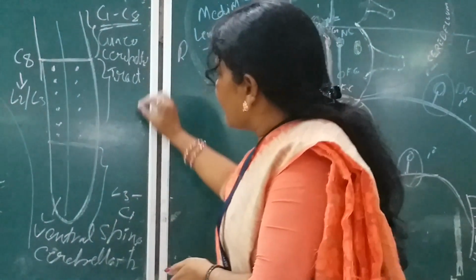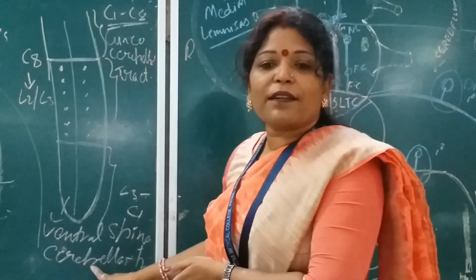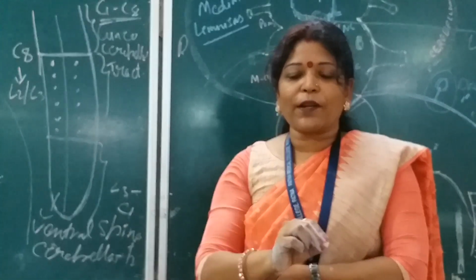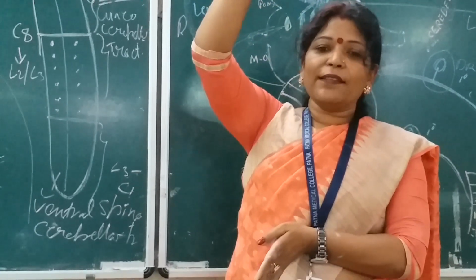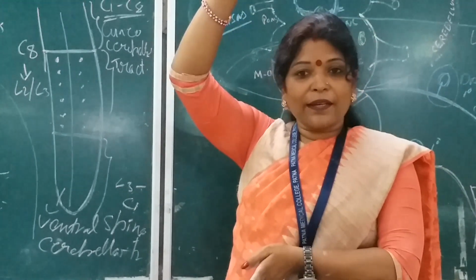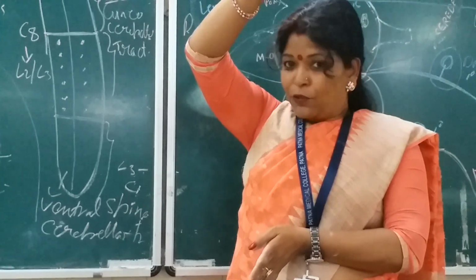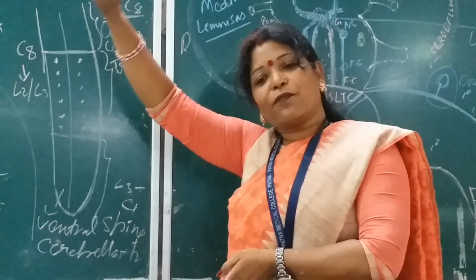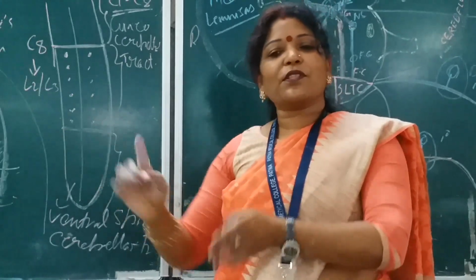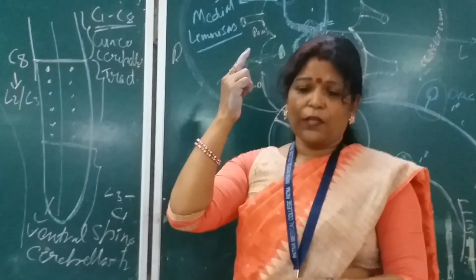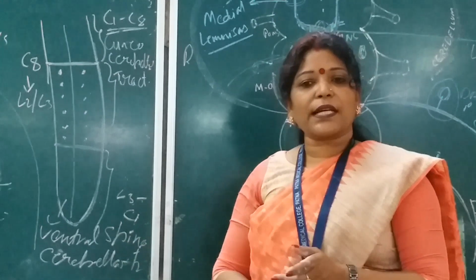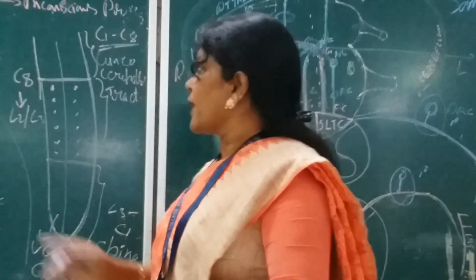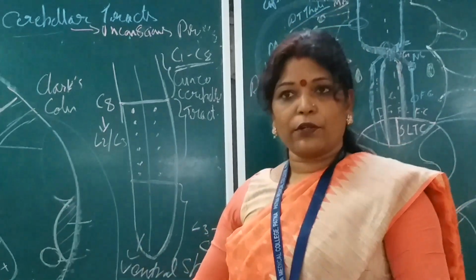The anterior spinocerebellar or ventral spinocerebellar tract crosses inside the spinal cord. It will ascend upward up to the midbrain. There it will not synapse in the cerebellum. Again it will cross and move to the opposite side. That means it will cross twice in its pathway. So all these things we will discuss in detail in the next class, the spinocerebellar tracts and the other tracts that remain today.